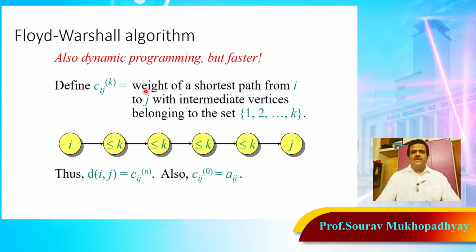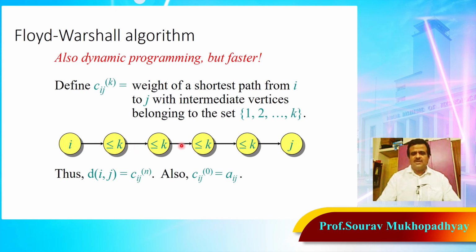So, here we define a new notation, C_ij^k. C_ij^k is the weight of the shortest path from node i to j with intermediate vertices belonging to the set. That means when we go from i to j, we will visit some vertices, and the vertex number should be less than or equal to k. We should not see any vertex whose number is more than k. So, that is the C_ij^k, with all the vertices we visit in the middle.